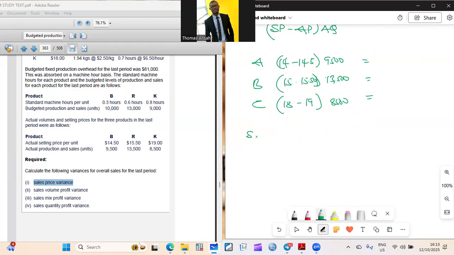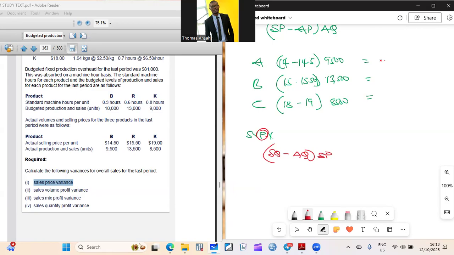Then we have sales volume profit variance. You see, the examiner made the question simple. We could have said sales quantity variance or sales volume variance, but he helped you by bringing in the word profit. So you know that when you do standard quantity minus actual quantity, the figure that you are putting here is SP. That SP is not standard price, it's profit margin. That's why he has introduced the word profit for you, so that it becomes easier for you.